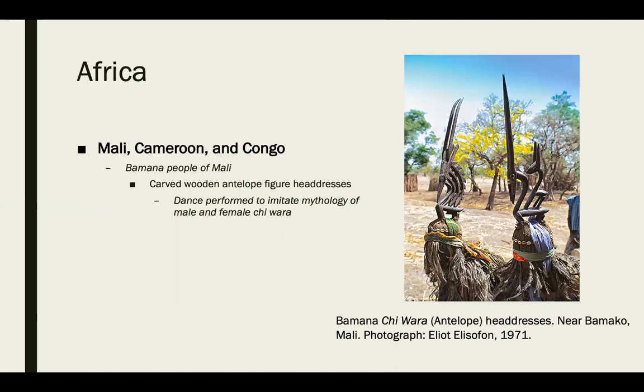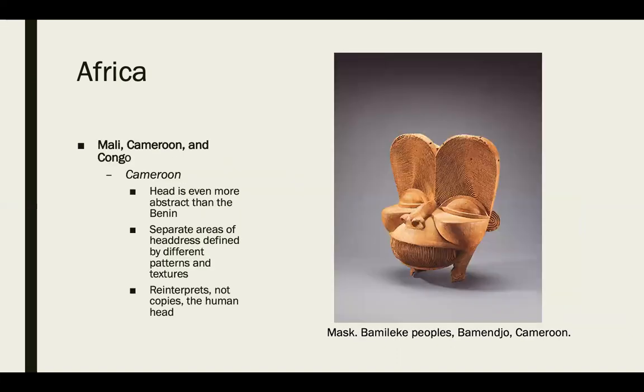Mali, Cameroon, and the Congo. This is the Bamana people of Mali. They carved these wooden antelope figurine headdresses, and headdresses like this were used for ceremonies and dances. I really love these pieces. They're carved out of wood, and they're almost weapon-esque for how sharp the points are, and they become almost like a weapon in a way. But very, very ornate, very exaggerated, also telling of the other artwork we've looked at.